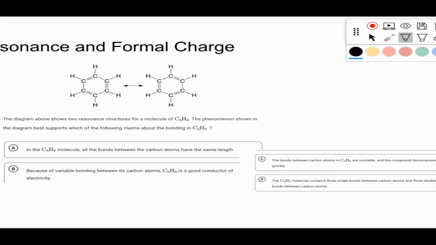So it says the diagram above shows two resonance structures for the molecule of C6H6. The phenomenon shown in the diagram best supports which of the following claims about the bonding of C6H6. Okay, so first of all, let's talk about this weirdness. So carbon rings are very common in organic chemistry. AP does not expect you guys to understand organic chemistry.